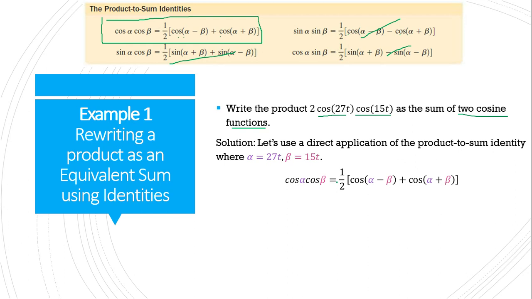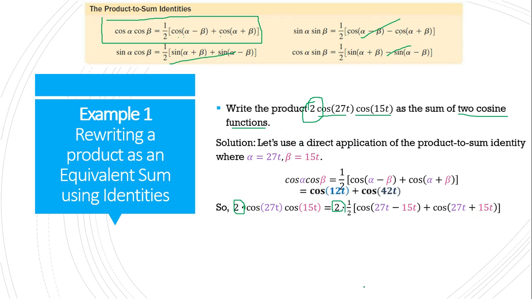Now let's substitute in the fact that we don't have just cosine alpha times cosine beta, but I actually have 2 times cosine alpha and cosine beta, right? I have this number right over here. So if I just multiply by 2 in this identity, here's my 2, and here's my 2. This is what I've got going, and this is what I want to figure out. Plugging in alpha is 27t, beta is 15t. We're going to start evaluating the right-hand side. Now, 2 times 1/2, that's going to cancel each other out, right? 2 times 1/2, boom, boom, that cancels out.